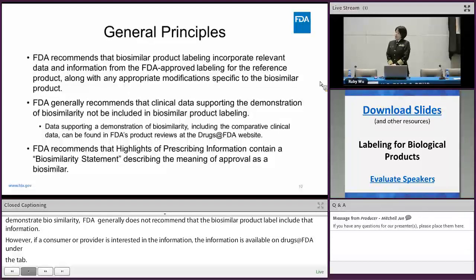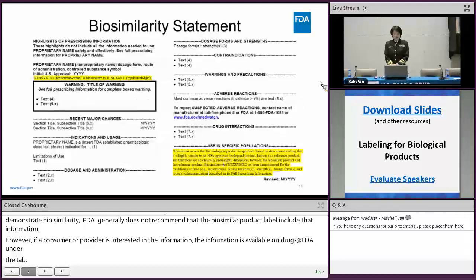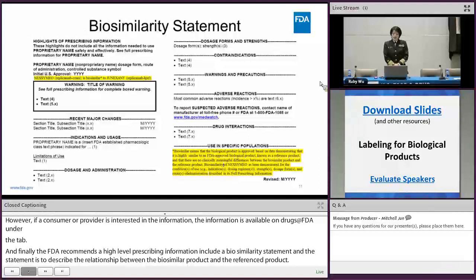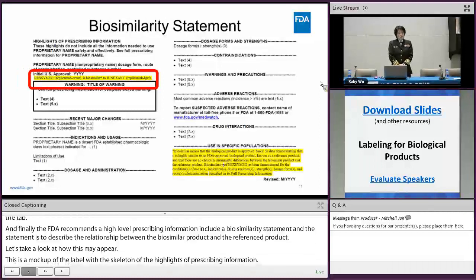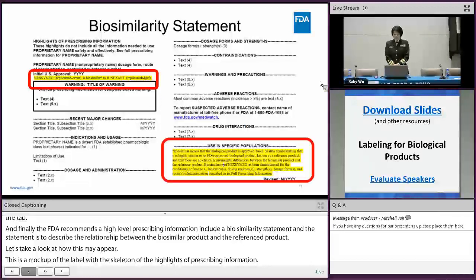And let's take a look at how this may appear in the label. This is a mocked-up label, just really with a skeleton of the highlights of prescribing information. So underneath initial US approval, there should be a statement that the product is biosimilar to the reference product. And please also note, even though you can't see it, there is an asterisk after the word biosimilar. And the footnote would appear at the end of the highlight section, underneath the last section, but above the revision date.